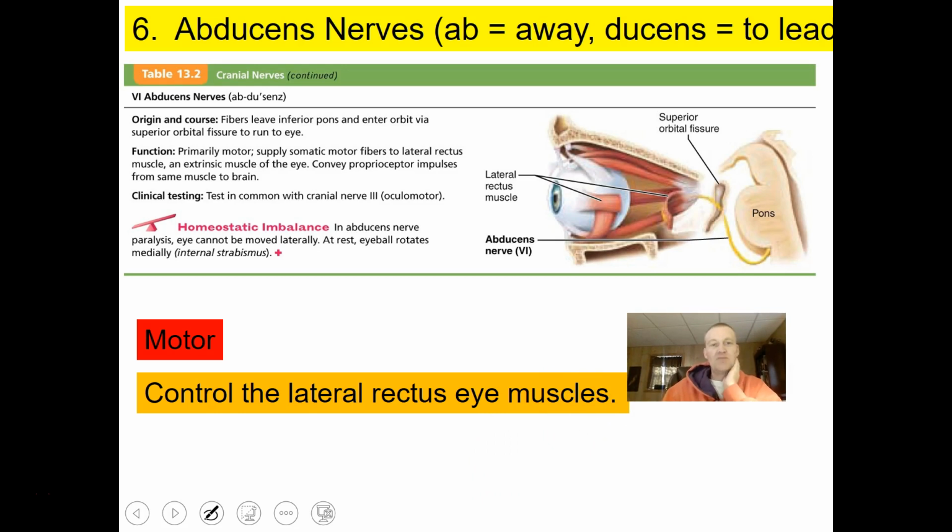So the abducens, ab means away, ducens means to lead. So this is going to control the lateral rectus eye muscle, which is going to pull your eyes to the side. So side-to-side movement of your eyes would be lost if you didn't have the ability to control this cranial nerve.